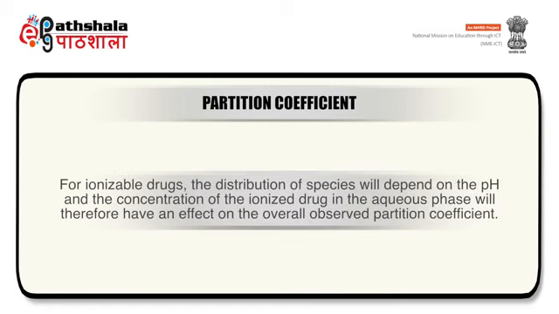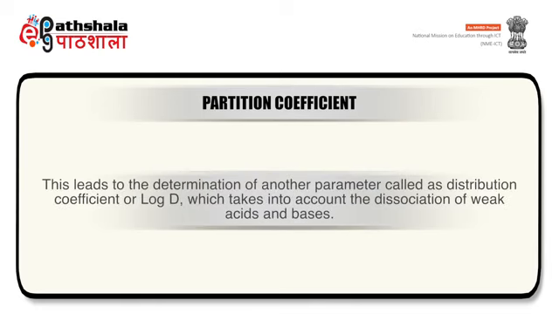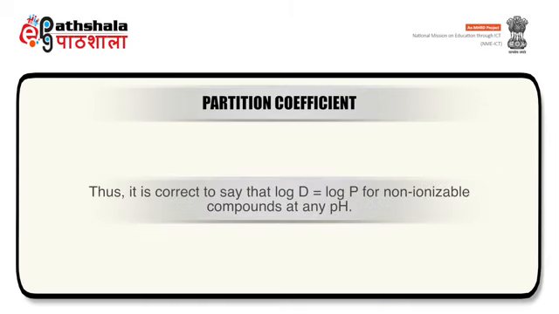For ionizable drugs, the distribution of species will depend on the pH, and the concentration of the ionized drug in the aqueous phase will therefore have an effect on the overall observed partition coefficient. This leads to the determination of another parameter called the distribution coefficient or log D, which takes into account the dissociation of weak acids and bases. Thus, it is correct to say that log D is equal to log P for non-ionizable compounds at any pH.